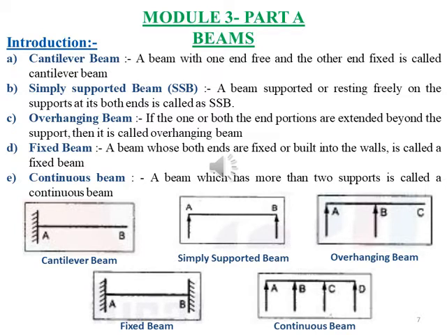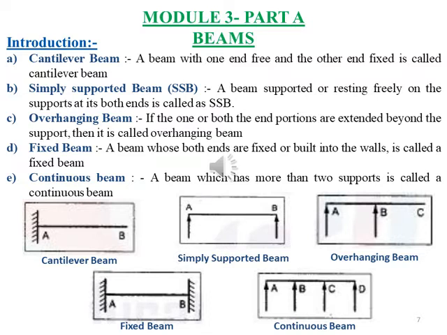You can see in the diagram an overhanging beam is shown. At A and B you have supports, whereas C is protruding outside. So this is an example of an overhanging beam. Beyond the support B it is still running, but there is no support at point C. It is just freely hanging.